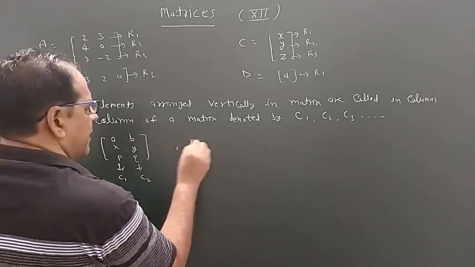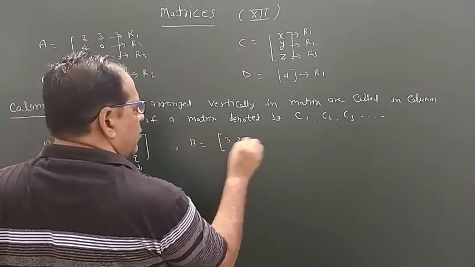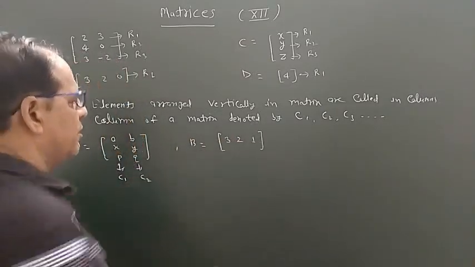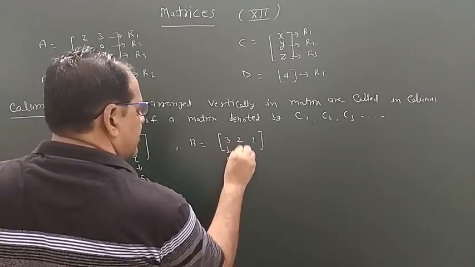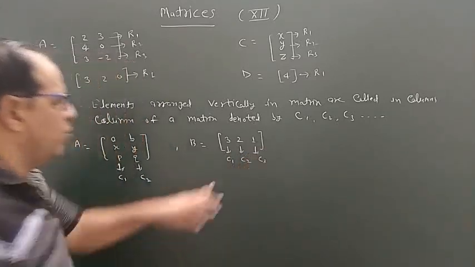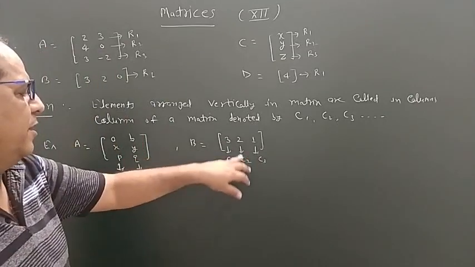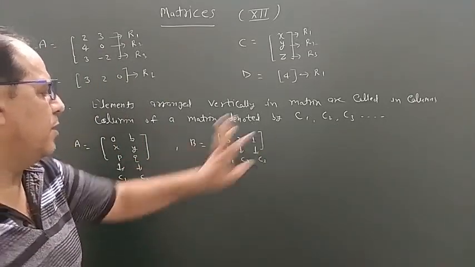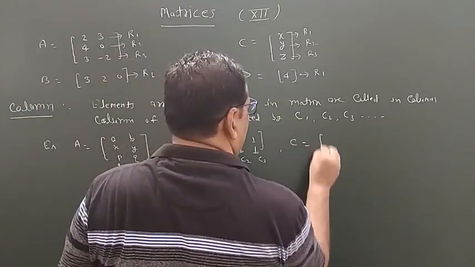Similarly, another example: B equal to 3 2 1. One more example of a matrix, here 3 2 1. So this is the first vertical arrangement C1, this is the second vertical arrangement C2, this is the third vertical arrangement C3. So here in the first column the element is 3, in the second column the only element is 2, and in the third column the only element is 1.